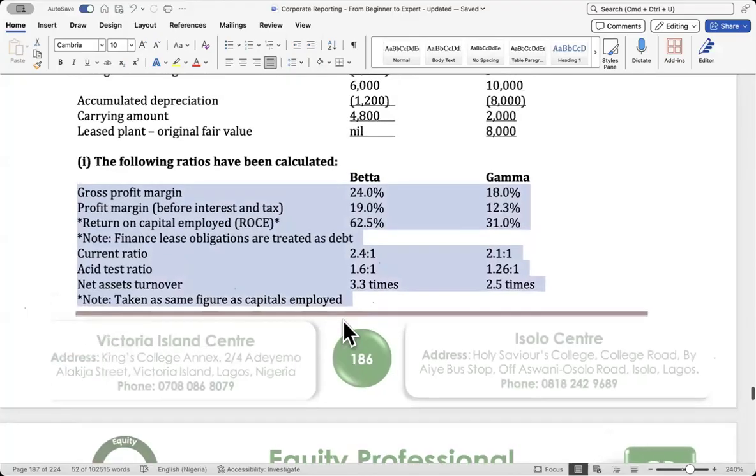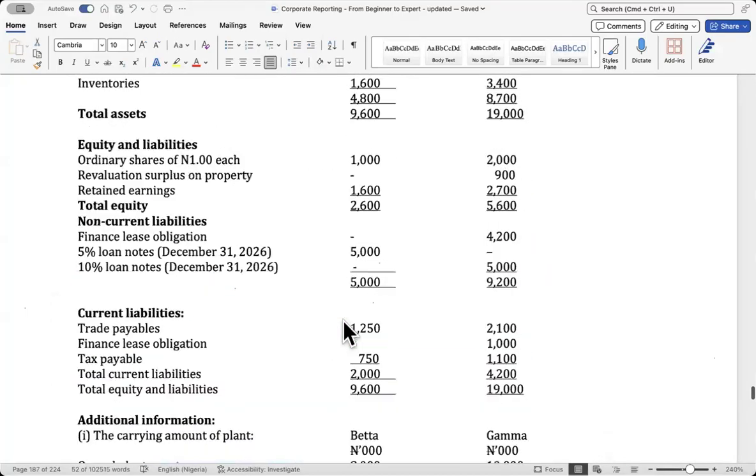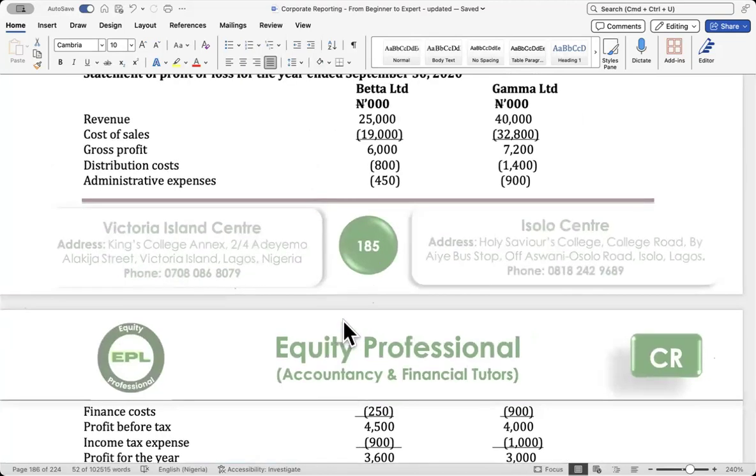Right? So if they are giving me the ratios of each of them, then why are they giving me their financial statement again? That means I'll just look at it and compare their financial statements very fast. Because ordinarily, they will give you ratios and not give you financial statements. But now they give me.